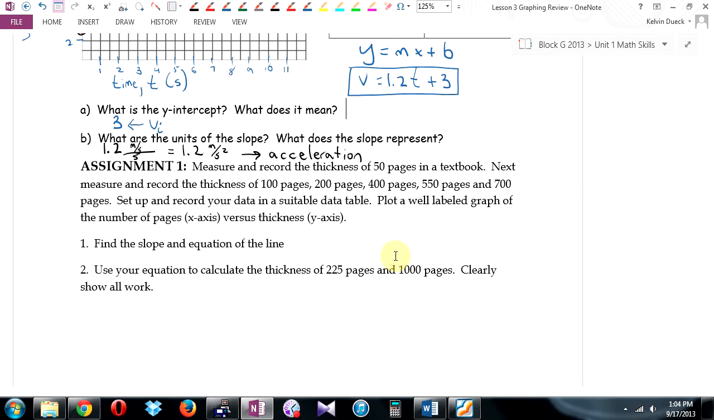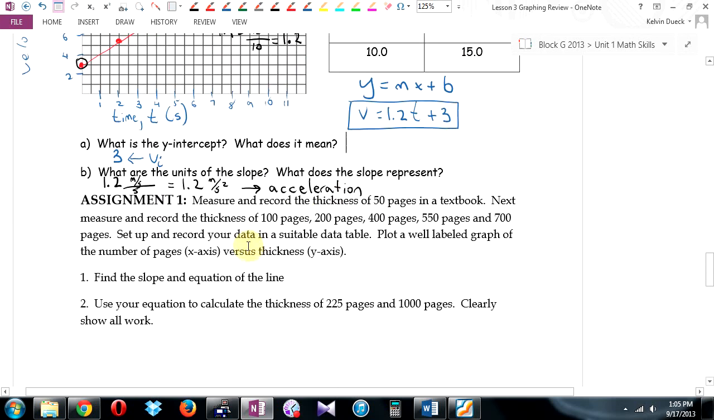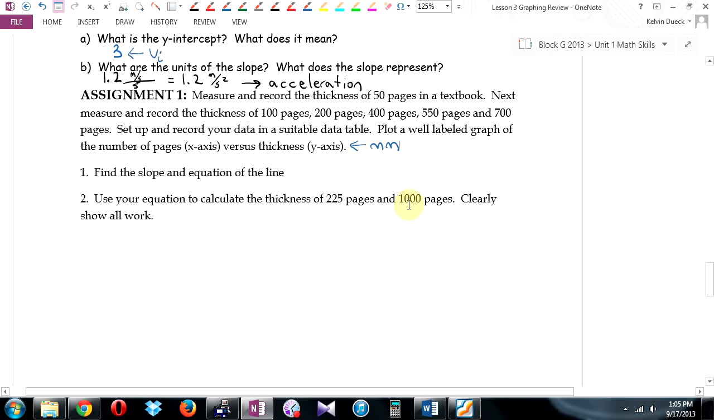You're going to measure and record the thickness of 50 pages in a textbook, 100 pages, 200 pages, 400 pages, 550 pages, and 700 pages. I would make up a chart like this: pages, thickness. Then you're going to graph number of pages on the x-axis versus thickness on the y-axis, and I would do thickness in millimeters. Otherwise, you'll be getting lots of decimals, and it's yucky to work with. Then you're going to find the slope and the equation of the line, and then use your equation to calculate the thickness of 225 pages and 1,000 pages. Now, if you're not sure how to do that, we'll get to that next class. Now, let me just hit pause for a second here.